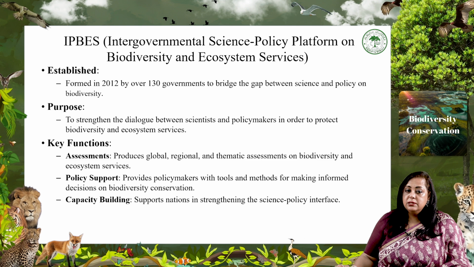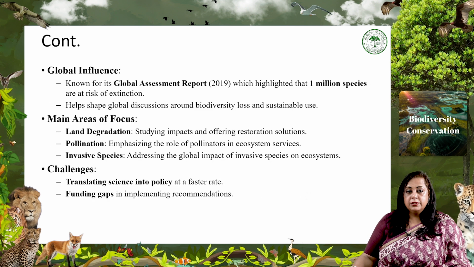The key functions: assessments, producing global, regional and thematic assessments of biodiversity and ecosystem services. Policy support, providing policymakers with tools and methods for making informed decisions on biodiversity conservation. Capacity building, supporting nations in strengthening the science-policy interface. So, these are the key functions of the Intergovernmental Science-Policy Platform on Biodiversity and Ecosystem Services.